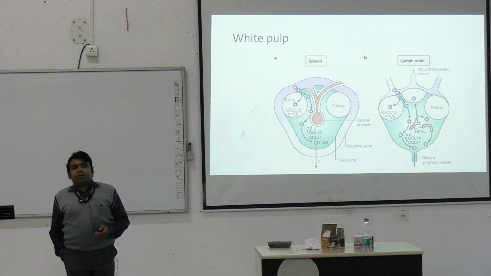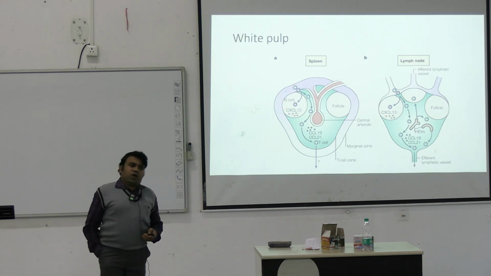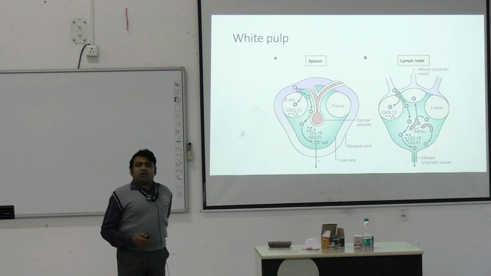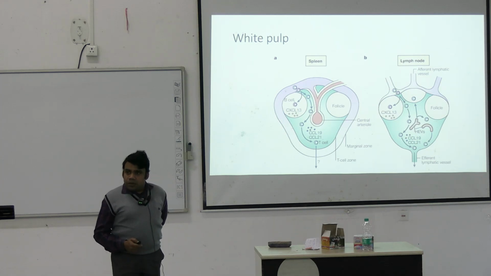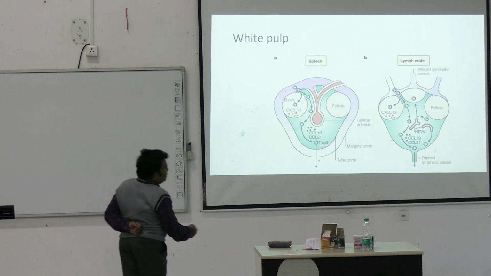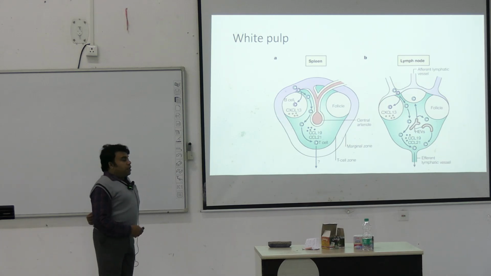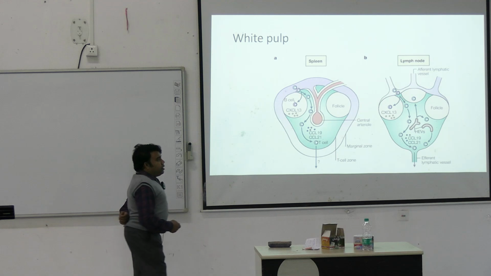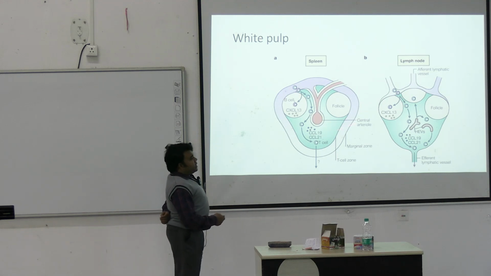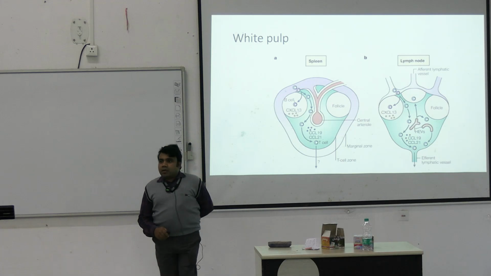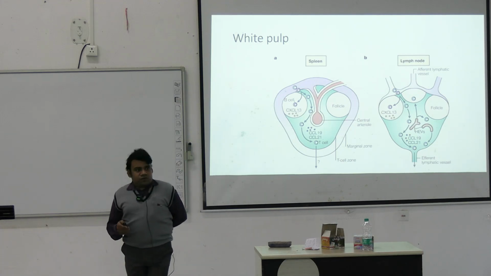Moving on from the red pulp, we move on to the white pulp. Now, the white pulp structure is almost similar to that of the lymph node. If we compare the spleen and the lymph node, we can see it is almost similar. And further similarity can be assessed by the presence of both B cells and T cells in both of them. So, the spleen has dual function.